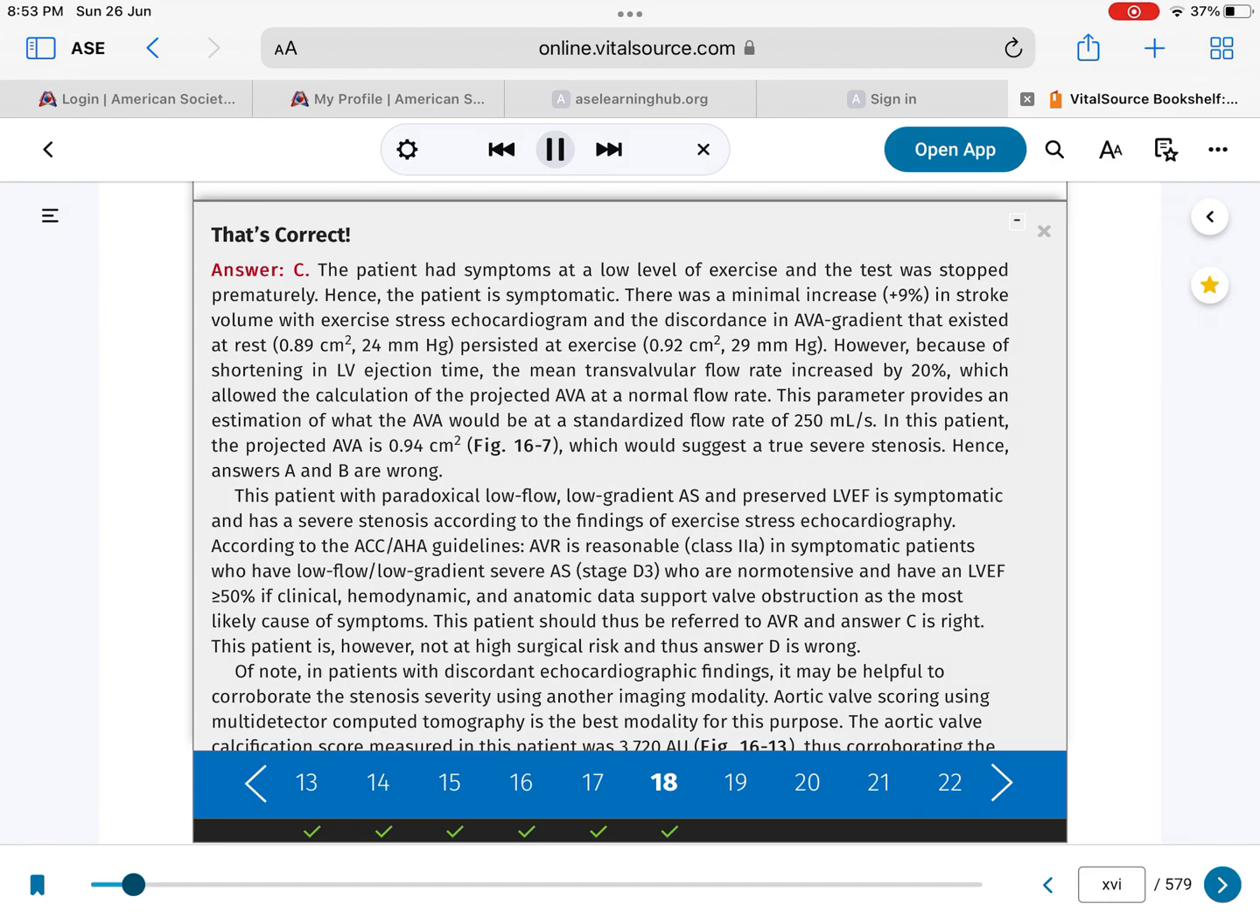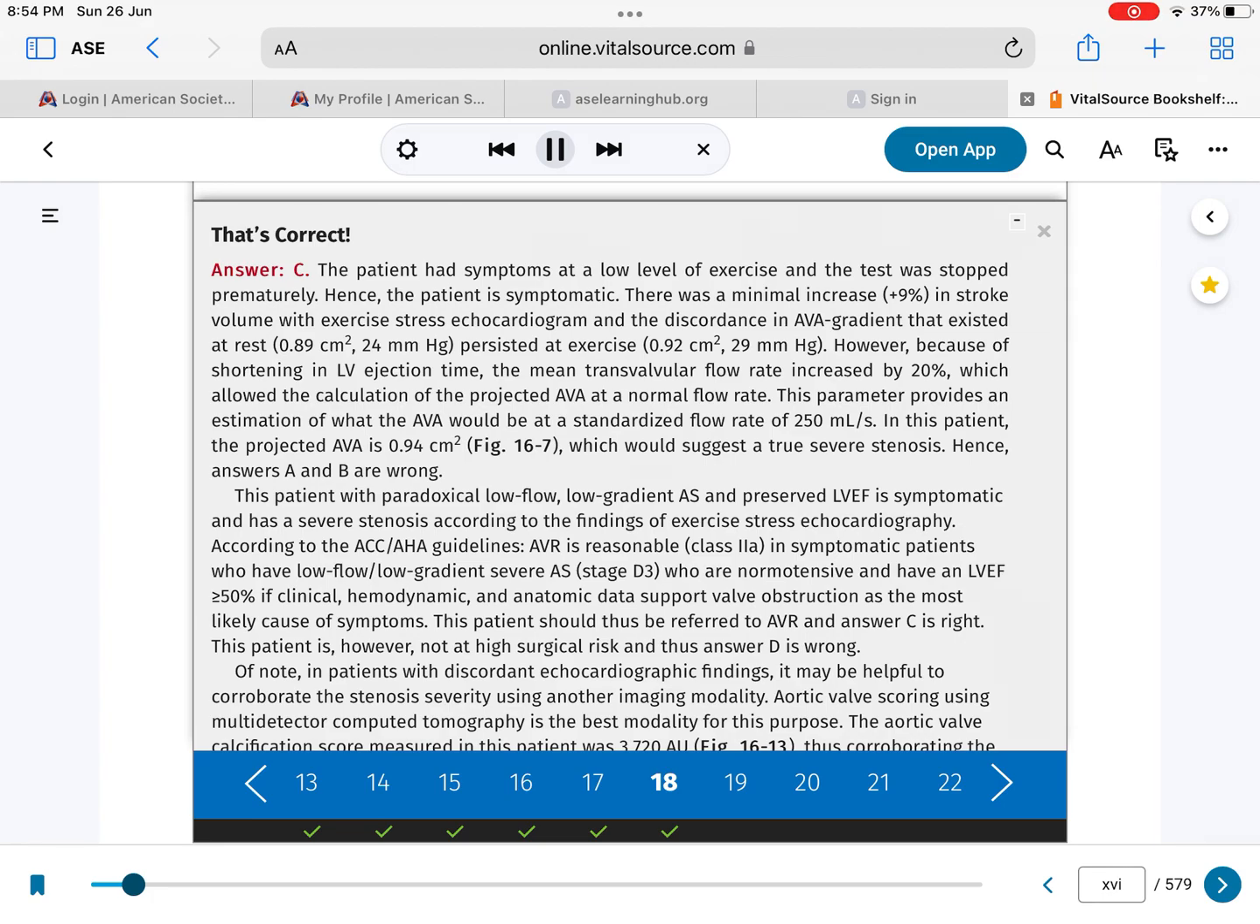B. Schedule follow-up echocardiogram in 1 year or less because AS is severe but patient is asymptomatic. C. Confirm that AS is severe by multi-detector computed tomography, MDCT, and refer the patient to surgical AVR because AS is severe and the patient is symptomatic on exercise. D. Confirm that AS is severe by MDCT and refer the patient to transcatheter AVR because AS is severe, and the patient is symptomatic on exercise and is at high surgical risk.